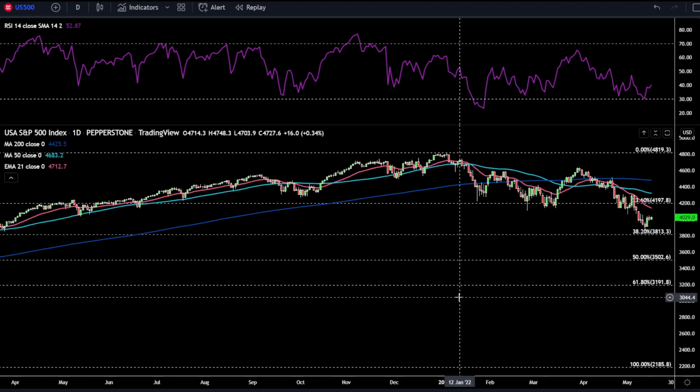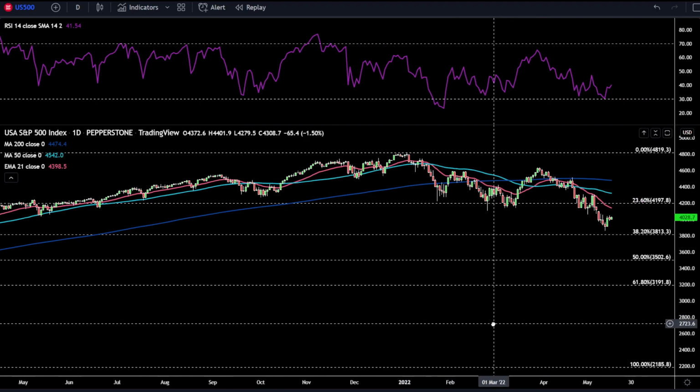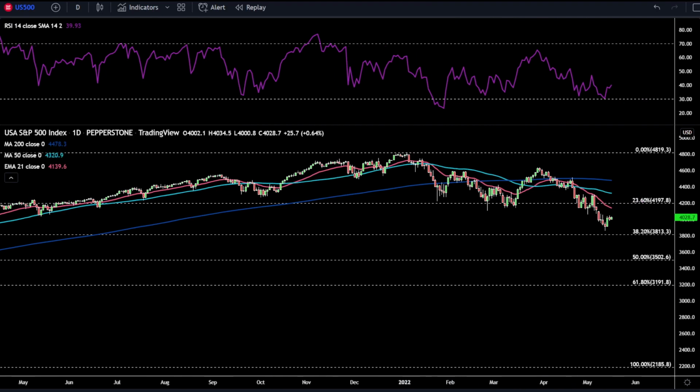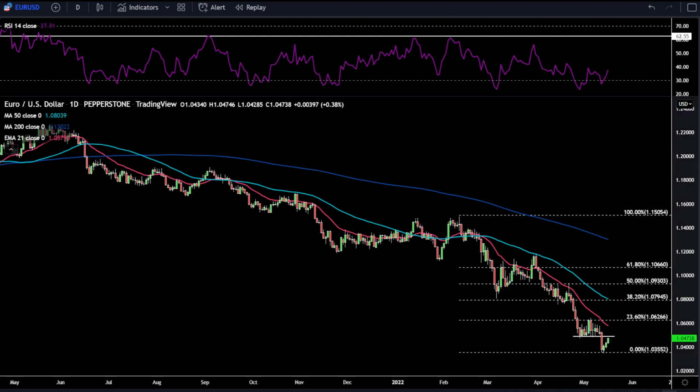Moving on to the S&P 500, we can see here that those Fibonacci levels have got just shy of that 3.8 area and had a bit of a bounce. Let's see if it can run into that 23.6 and the 21-day exponential moving average. I still think for risk assets, a short-the-rallies approach is probably best in this environment, but we obviously have to watch the tape. The RSI has also bounced out, just touched that oversold region, and it's bouncing back up now.